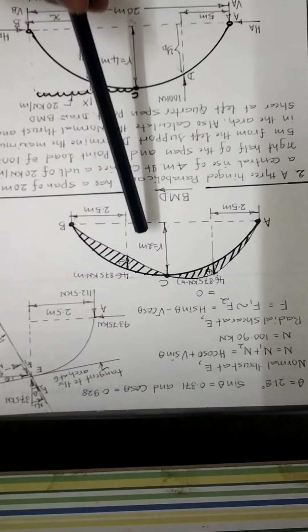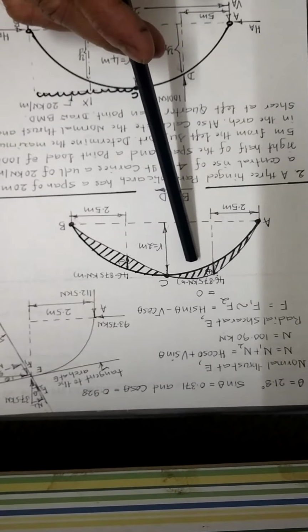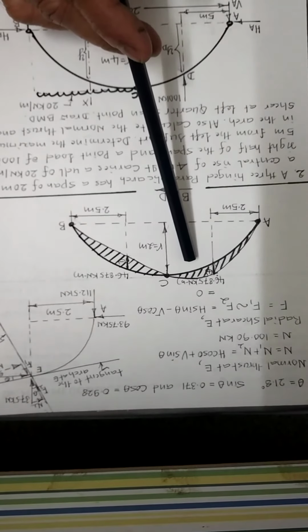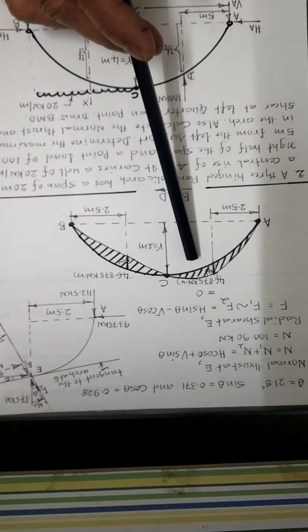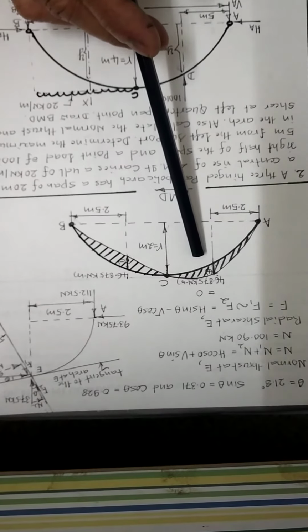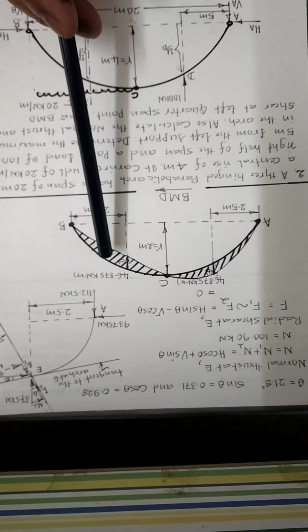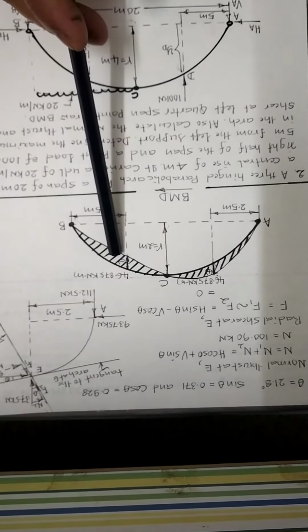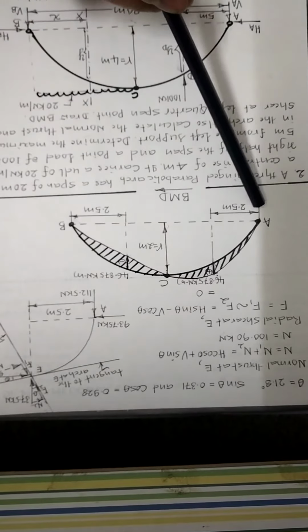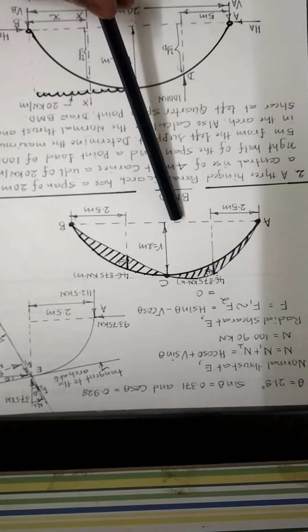That means in case of a three-hinged symmetrical parabolic arch which carries UDL over the left half of the span, maximum positive bending moment and negative bending moment of the same magnitude are occurring at quarter span point. Bending moment in the loaded region is positive, bending moment in the unloaded region is negative. Finally, draw the bending moment diagram. This is the bending moment diagram for the given arch.